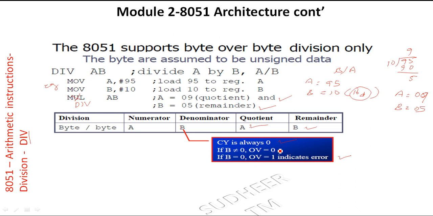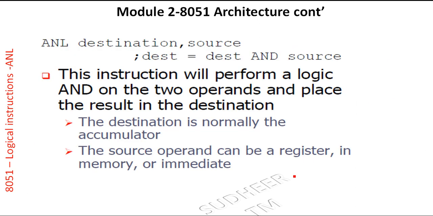If the overflow flag is 0, the division was performed. If there is a remainder, the overflow flag becomes 0. If the remainder is 0, it will indicate that the remainder is 0. Then if the overflow flag is 0, you should not go for further division. Okay, that is our division instruction. Next, logical instructions.